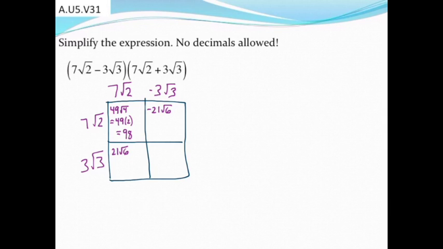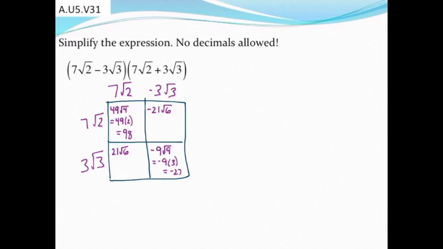And then finally, this last box, 3 times negative 3 is a negative 9, square root of 9. And of course, once again, hopefully you're recognizing that square root of 9 is just a 3. So negative 9 times regular 3 becomes negative 27.